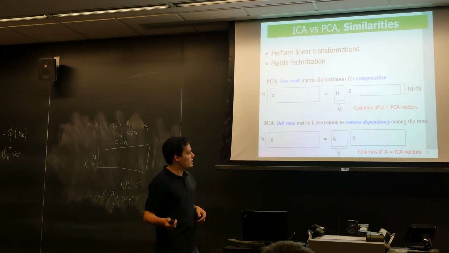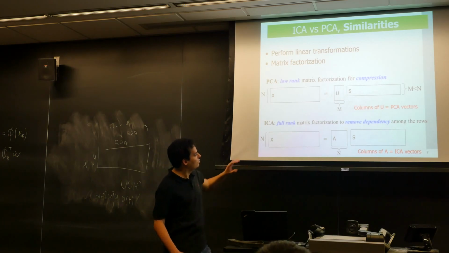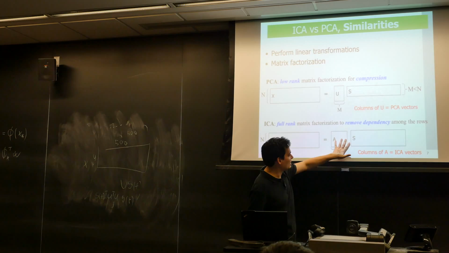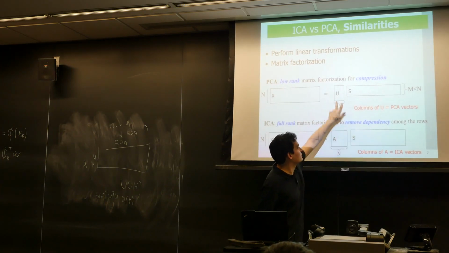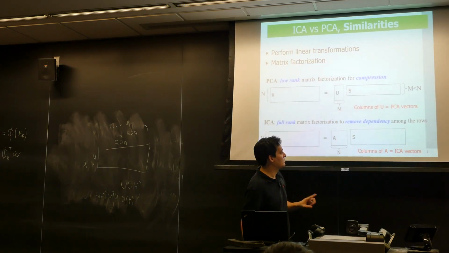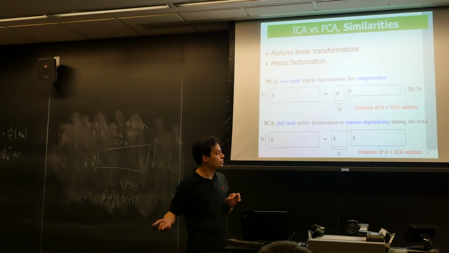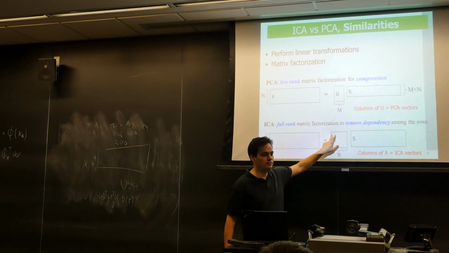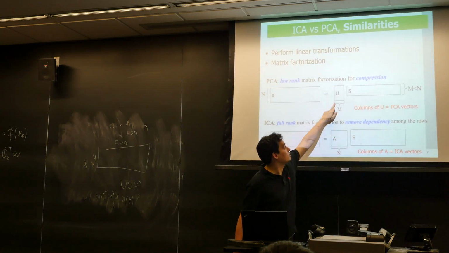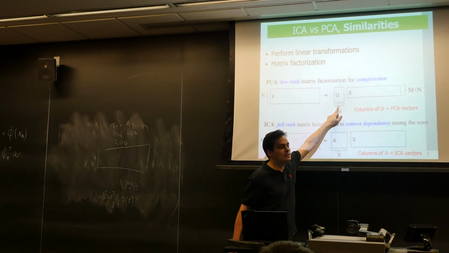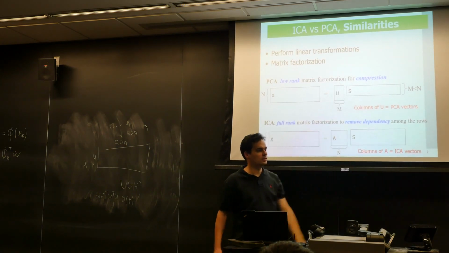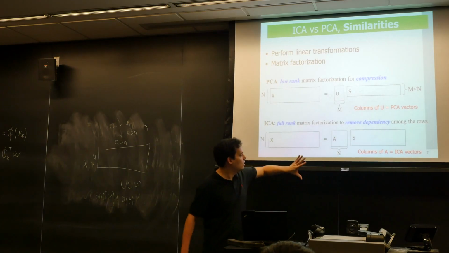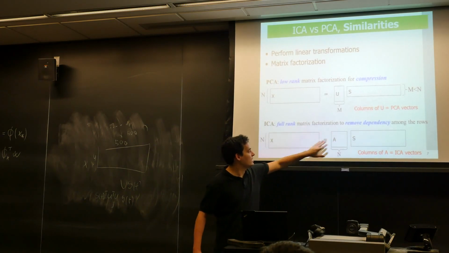In the ICA problem we are going to consider now, again we have an input matrix, and we want to decompose this input matrix as a product of two matrices, just like with PCA, A times S. But here we don't want to do dimensionality reduction. We assume that A is an n by n matrix and invertible. In PCA it was an n by m matrix, and the columns were just the principal components.